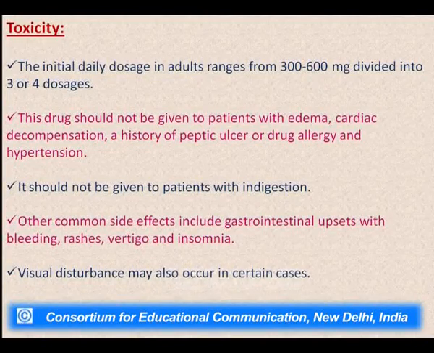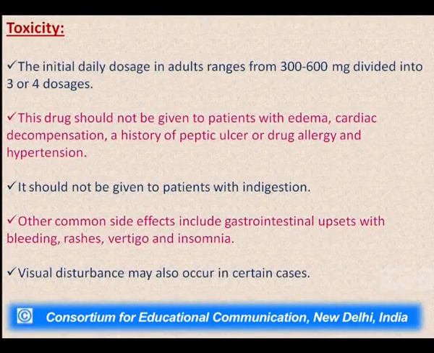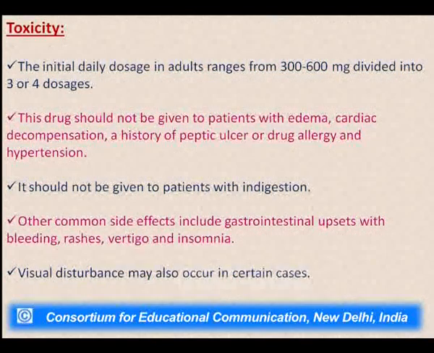The therapeutic dose of phenylbutazone: the initial daily dosage in adults ranges from 300 to 600 milligrams, which is divided into 3 to 4 doses per day. This drug should not be given to patients who have edema, cardiac decompensation, a history of peptic ulcer or drug allergy, and hypertension.